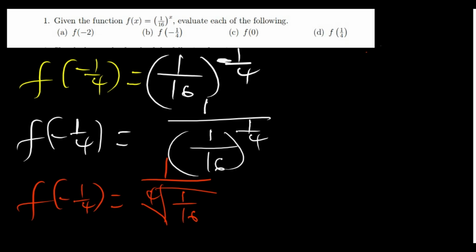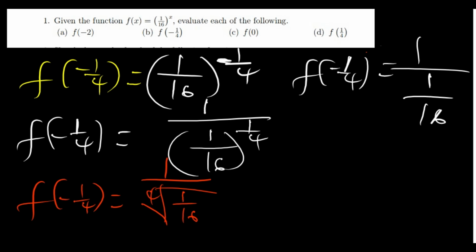Now we can see that f of negative 1 over 4 is going to be 1. The fourth root of 1 is 1. Then the fourth root of 16 should be 2. 2 times 2 is 4, 4 times 2 is 8, 8 times 2 is 16. So I have my 16 here. As we can see, this is the same as 1 divided by 1 over 16.